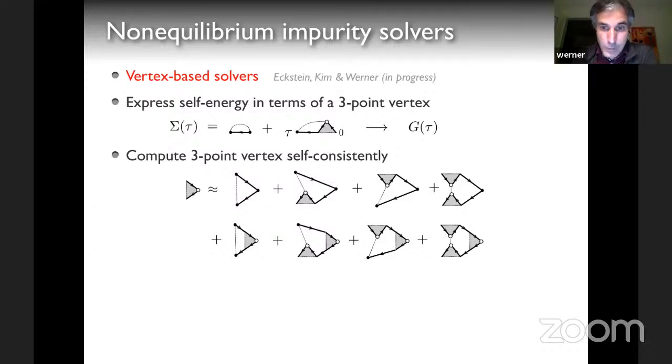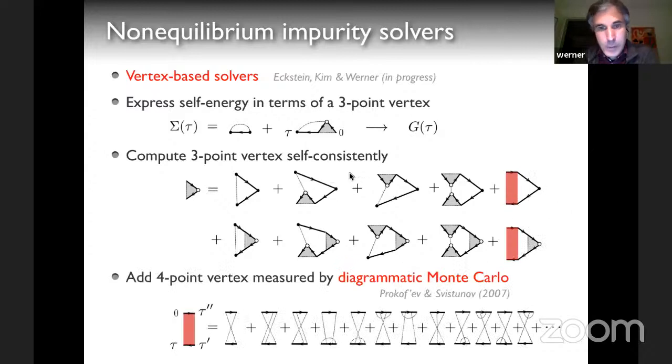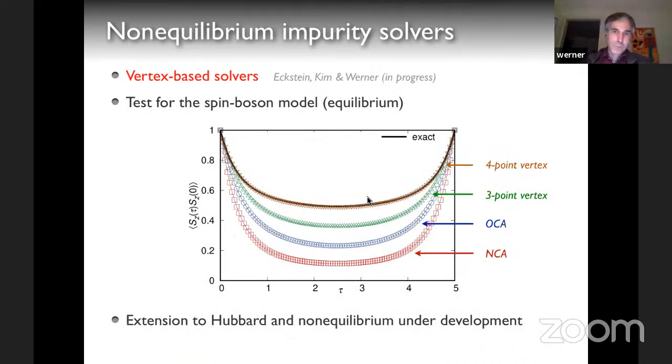And we can even go one step further, and we can make this scheme exact by adding two more diagrams, which involve a four-point vertex. And now the idea is to use the diagrammatic Monte Carlo approach to stochastically sample all the relevant diagrammatic contributions to this four-point vertex and then plug it into this self-consistency scheme. And we already have a running code for the simple case of the spin boson model in equilibrium at the moment. So in this case, the Green's function is the spin-spin correlation function.